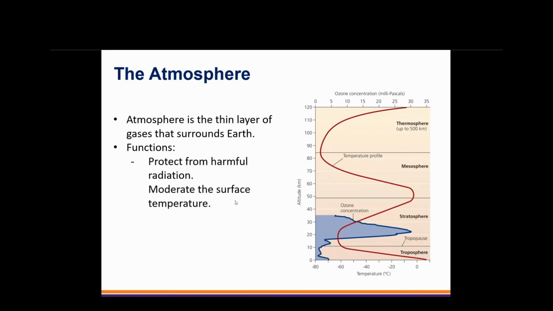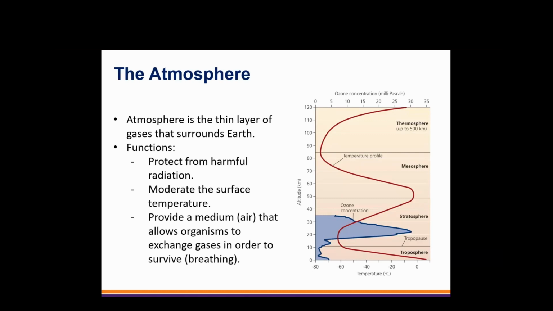The next function is to moderate the surface temperature. The Earth's temperature is stabilized by reabsorbing the outgoing heat as infrared radiation. And then it provides a medium, or air, that allows organisms to exchange gases in order to survive or breathe. So it provides oxygen for animals, humans, and other organisms. And it also provides carbon dioxide and nitrogen for plants.